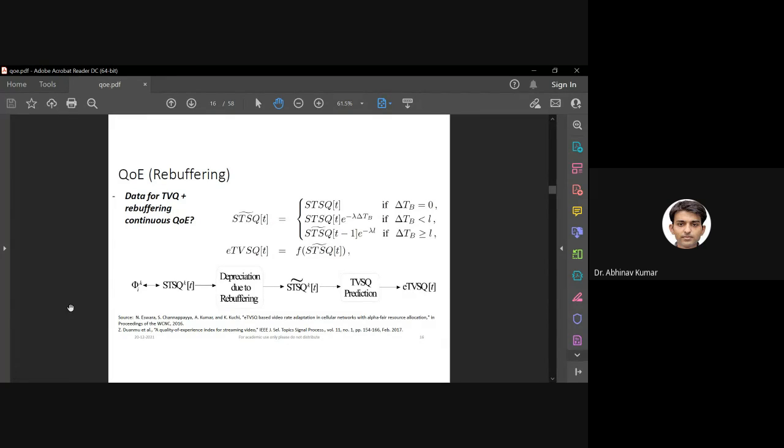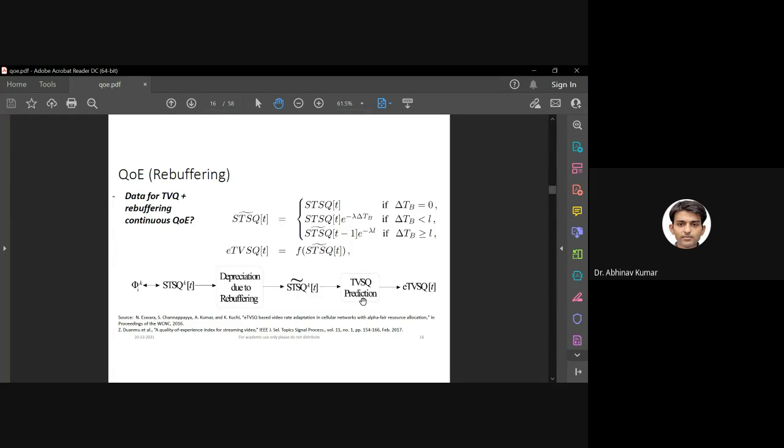And then we came up with this model where you can represent the same thing in a flow chart, or flow diagram kind of a setup, where you have the input available for your STSQs. We are predicting the STSQs, and in case of rebuffering, we are depreciating it. If there is no rebuffering, we keep using the same model, and then we use this STSQ tilde for your TVSQ prediction, right? So we didn't change the TVSQ prediction model, we retained the same model proposed earlier.